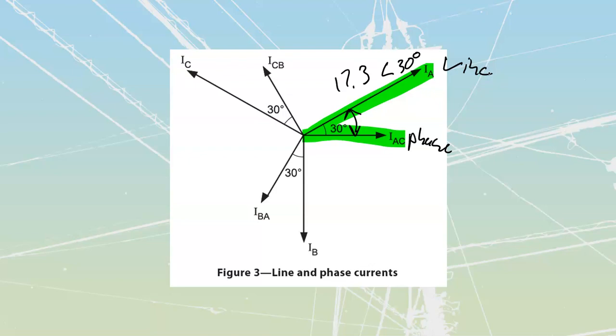Refer back to your Y. On the Y, there was a 30-degree difference. The 30-degree difference on the Y was to do with the line voltage and the phase voltage. On my delta, the 30-degree is between my line current and my phase current.